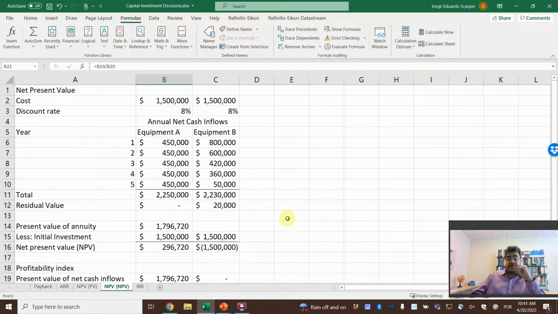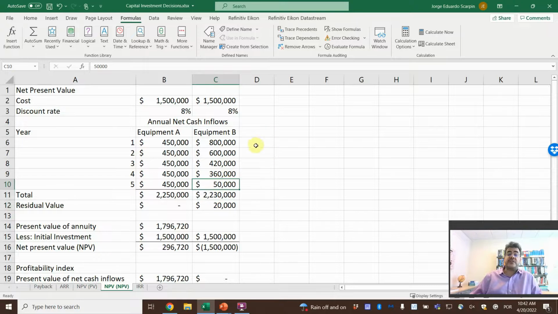But if there are two projects or two equipments and we can choose only one, we need to decide for both if they are positive, and we will pick the greatest one. So we do the same here. However, we have a problem on equipment B. We have a residual value. So on the fifth year, it will not be 50,000 anymore.